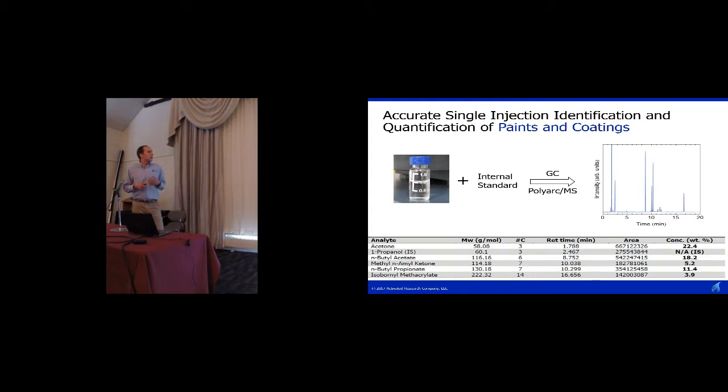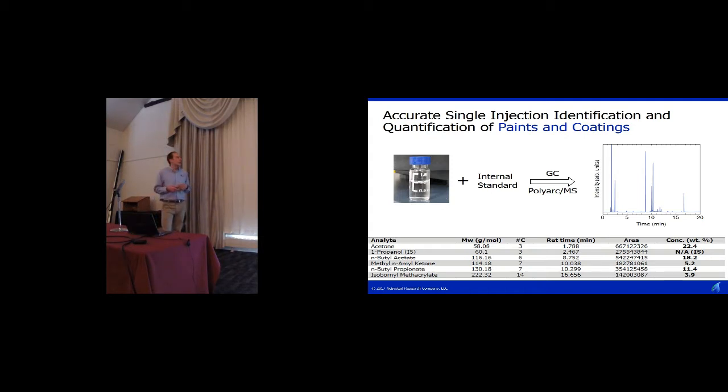So one way to do these analyses is to take an unknown sample, and add an internal standard of a known concentration. Now you know the concentration of that internal standard. You run a single injection with the GC Polyarc mass spec, and you get a chromatogram. This is the Polyarc chromatogram, but you'd also get the mass spec chromatogram. You go through and identify each of your components, and then determine the molecular weight and the number of carbon atoms of each of those components, and now you're able to quantify each component in the sample.